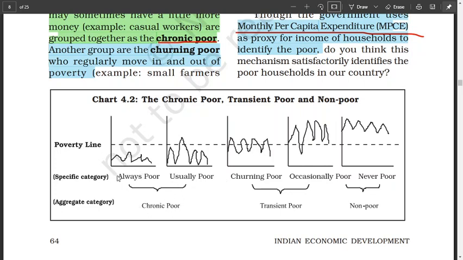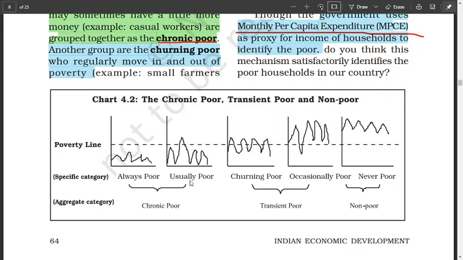We have seen that those who are poor are mostly chronic poor, always poor, and usually poor. Always poor are those at the lowest rung of income earning, where they live in a very poor condition. If you look at the figure, if this is the line that defines poverty, they are far away below. They are BPL, below the poverty line. They don't touch that line.